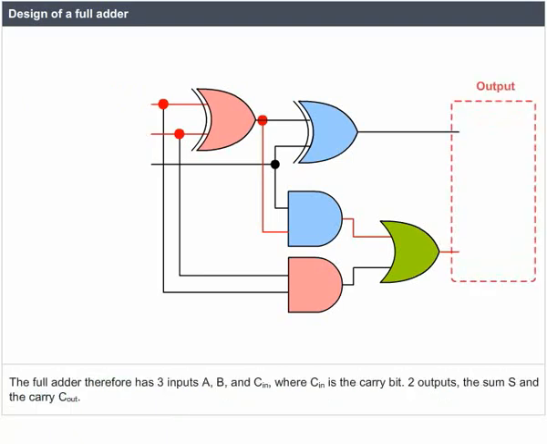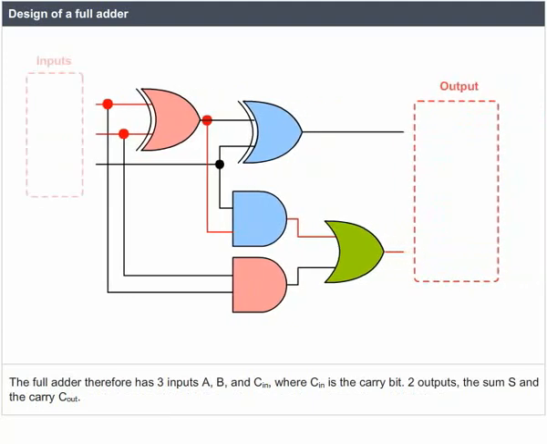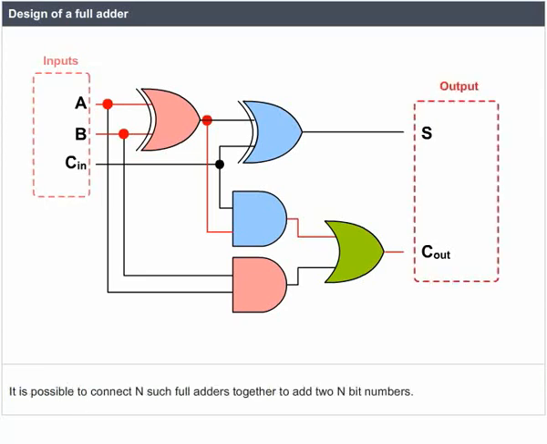The full adder therefore has three inputs, A, B and C in, where C in is the carry bit, and two outputs, the sum S and the carry out. It is possible to connect n such full adders together to add two n-bit numbers.